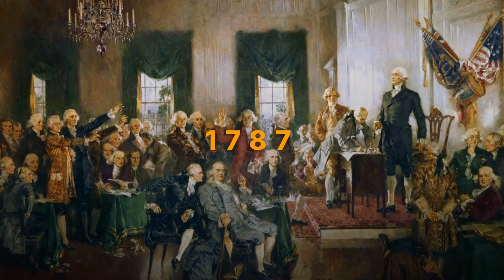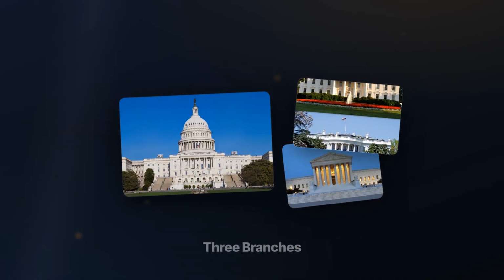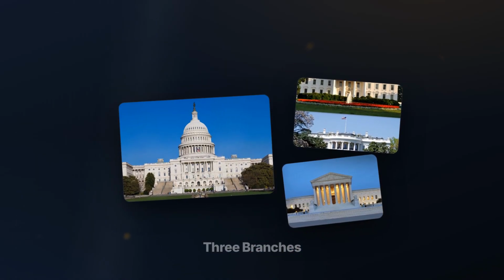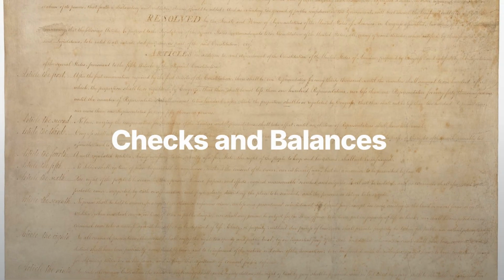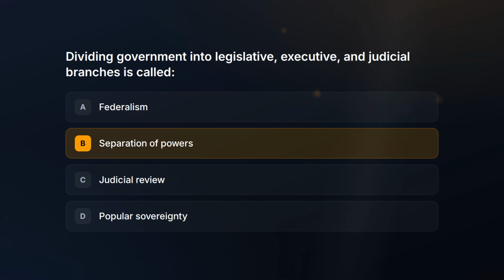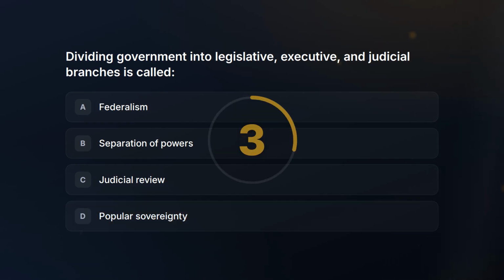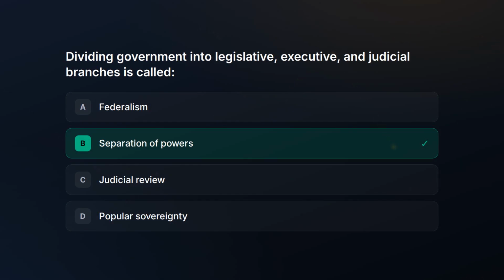In 1787, the framers split power 3 ways so that no one could ever seize it all. 3 branches, 1 design. Is it federalism, separation of powers, judicial review, or popular sovereignty? It's the separation of powers.